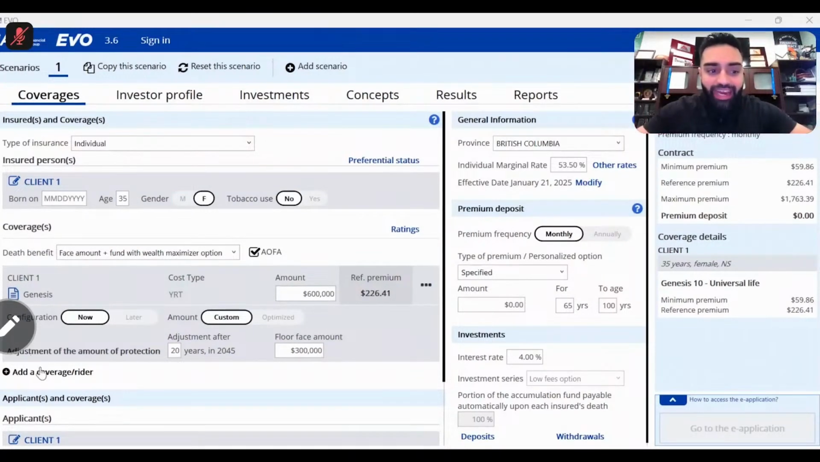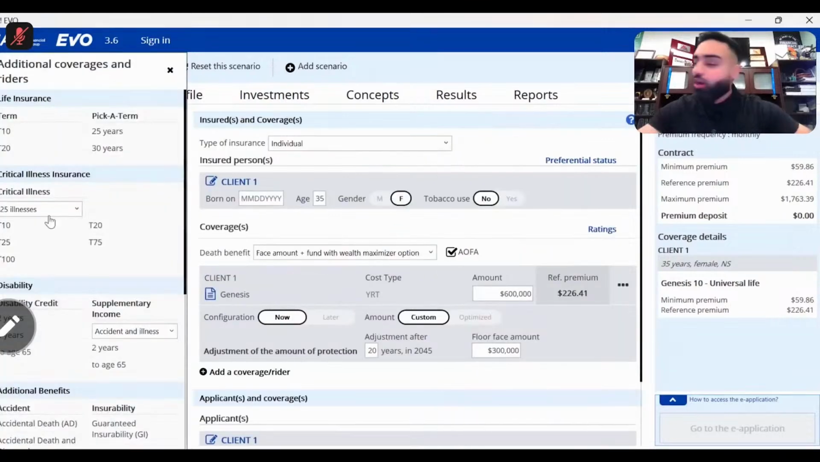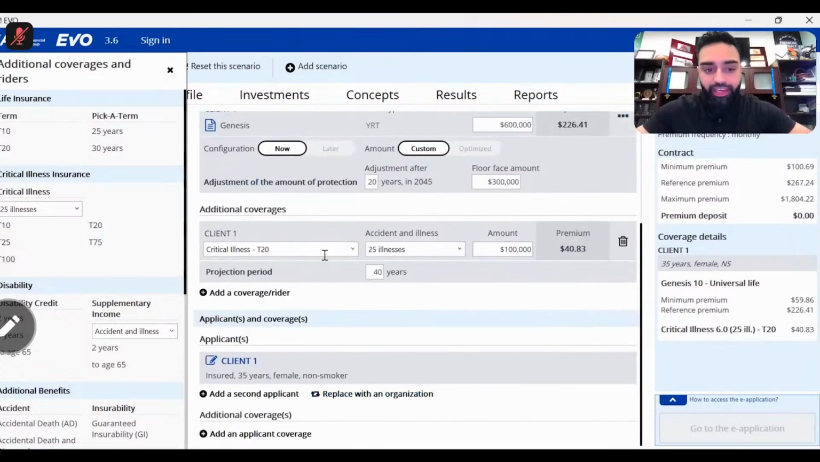I always add a rider, and the rider I always add, no matter what, is called a critical illness rider, if the client can qualify. Okay, this is a term 20. It covers 25 illnesses. By the way, you can choose. You can do 4 illnesses, which is cheaper, or you can do 25 illnesses. Let's say we give this person $50,000 for the next 20 years, and it will cost them only an extra $23 a month.